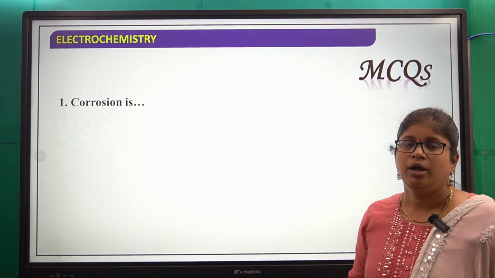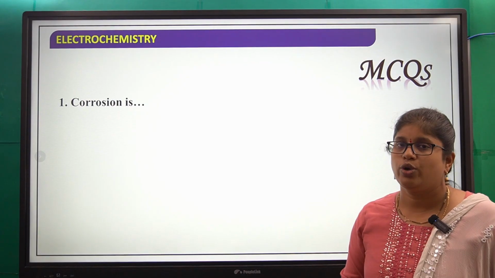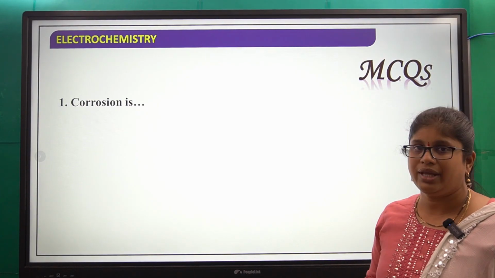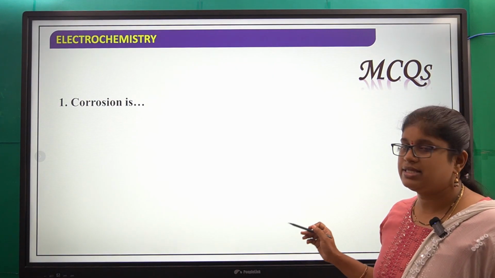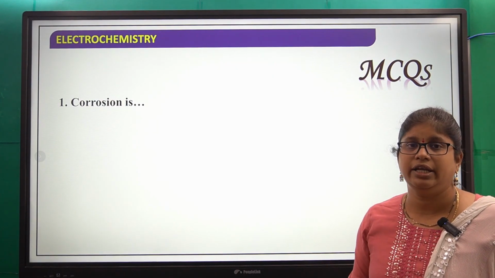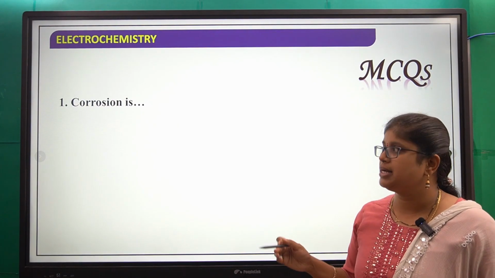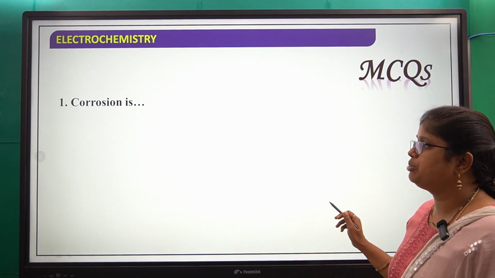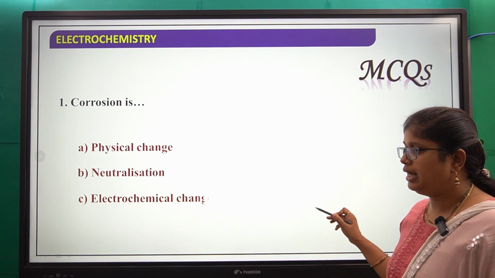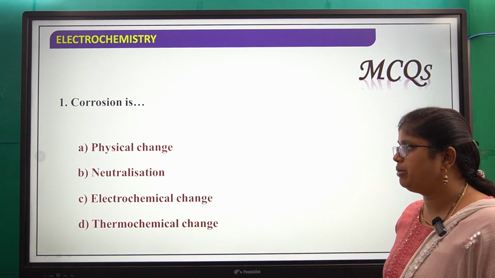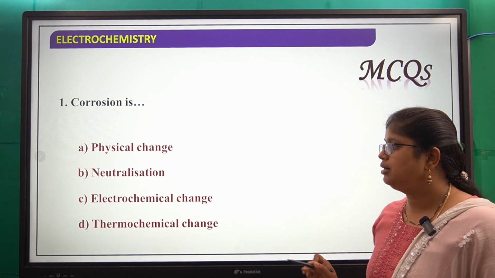Next, based on this concept we will see some multiple choice questions. What is corrosion? Corrosion is an electrochemical phenomenon, and it is defined as a deterioration of the metal by reacting with the atmosphere. The options are physical change, neutralization, electrochemical change, thermochemical change. So corrosion is an electrochemical change.